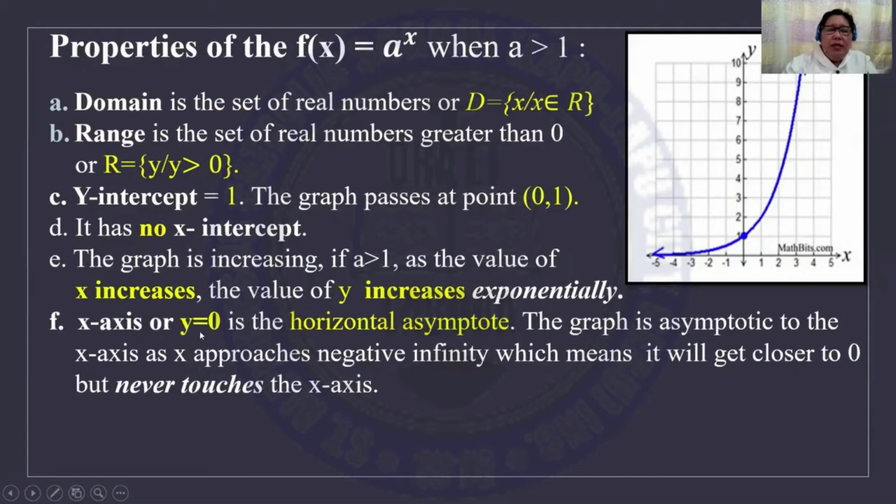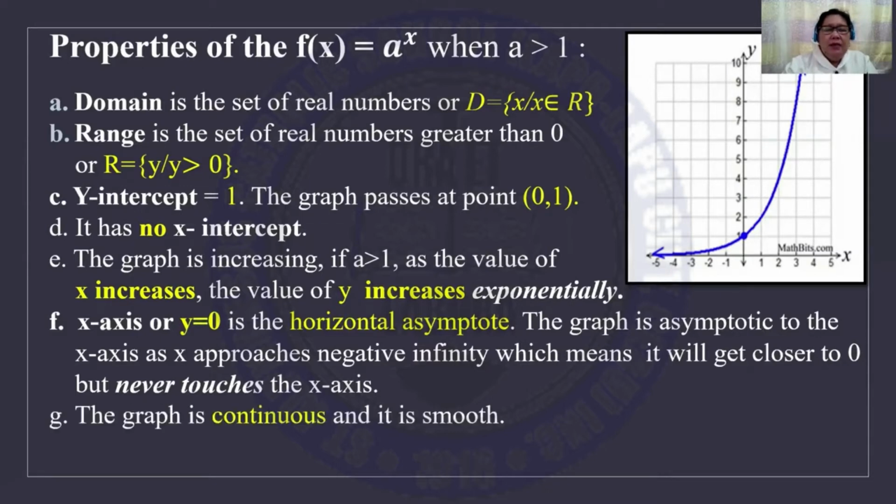The x-axis, or y is equal to 0, is the horizontal asymptote. The graph is asymptotic to the x-axis as x approaches negative infinity, which means it will get closer to 0 but never touches the x-axis. The graph is continuous and it is smooth.